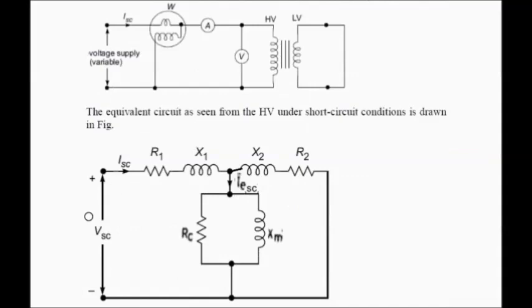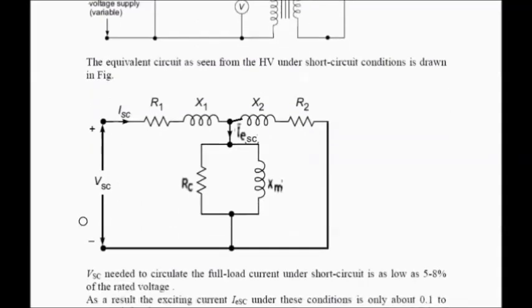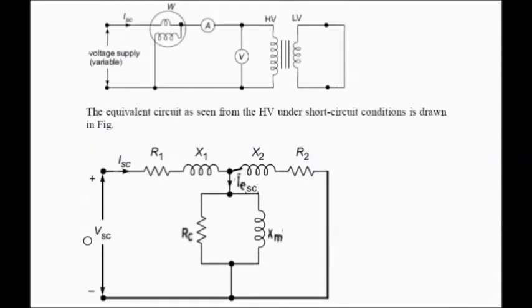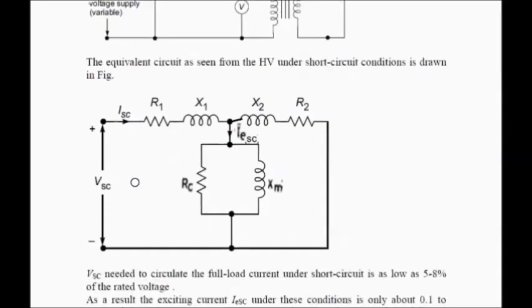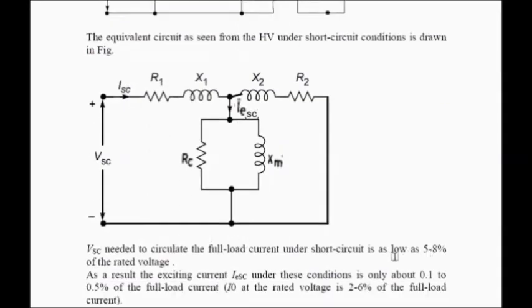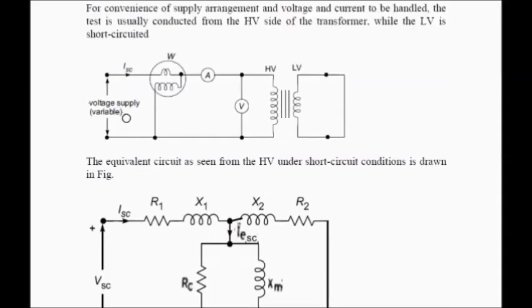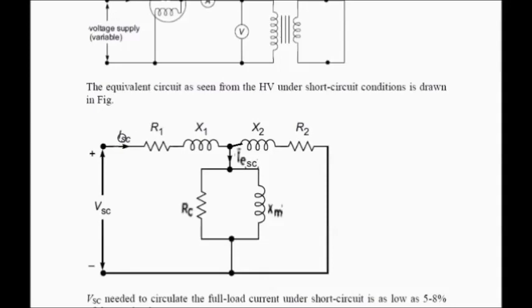This supply on the high voltage side is actually variable. We start from 0 volt and increase the voltage until we get the rated full load current, and this rated full load current can be obtained at only 5 to 10% of rated voltage. That means if suppose our transformer is 2000/200 volt, then I can get this rated current only at a voltage of about 200 volt.